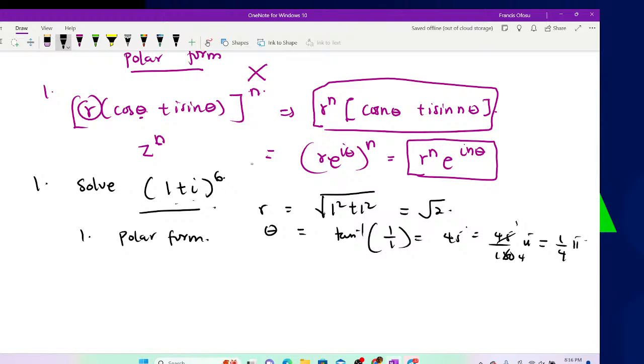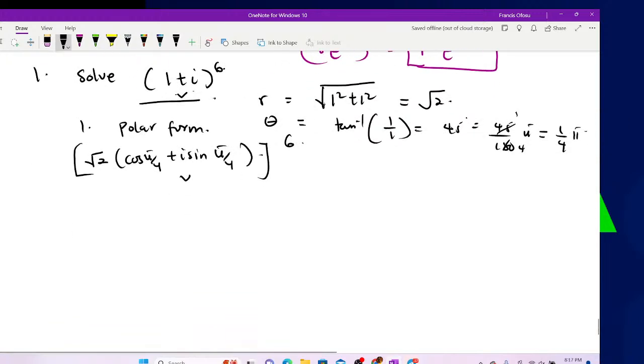At this point, let's convert this to polar form. I have my r, which is the square root of 2, open bracket, cos pi on 4 plus i sine pi on 4, and at this point you close the bracket and bring your 6. So what I have here has been converted to this form. For that reason, I am going to apply De Moivre's theorem.